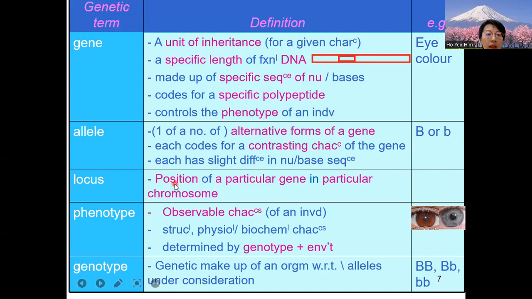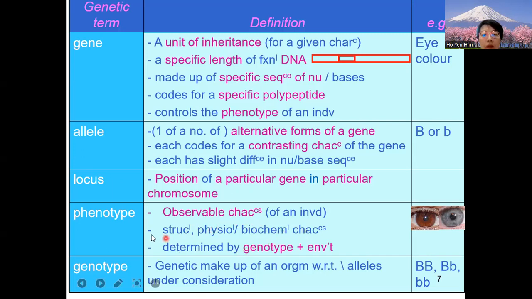Now, locus is the position of a particular gene on a particular chromosome. Phenotype is the observable characteristic of an individual. So exactly what they are, it includes structural, physiological, or biochemical characteristics.